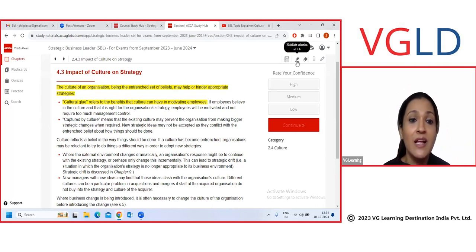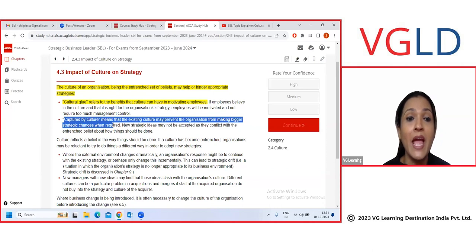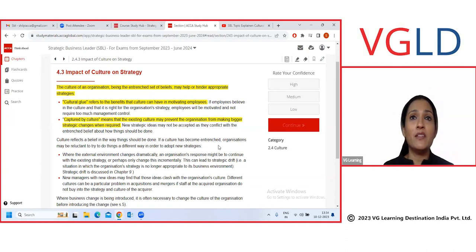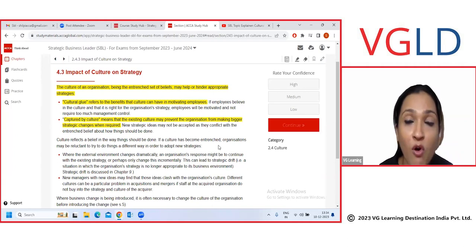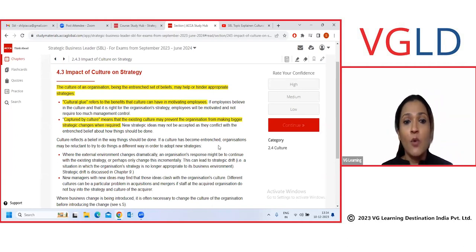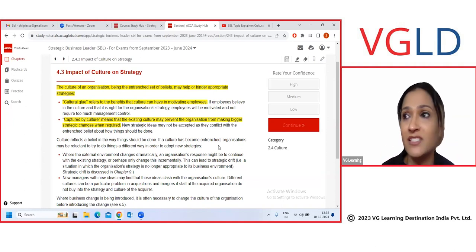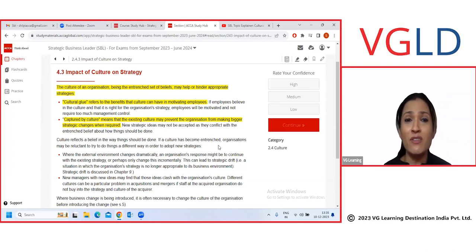and that will in turn help in achieving the organization's objectives. Captured by a culture means the existing culture may prevent the organization from making bigger strategic changes when required. Why? Because the culture is pulling the organization down and not motivating or propelling the employees of the organization. So whatever new ideas come up, there are conflicts. We don't want to grow as an organization. We don't want to prosper and explore new ideas. Why? Because the culture of the organization is constantly pulling you down.